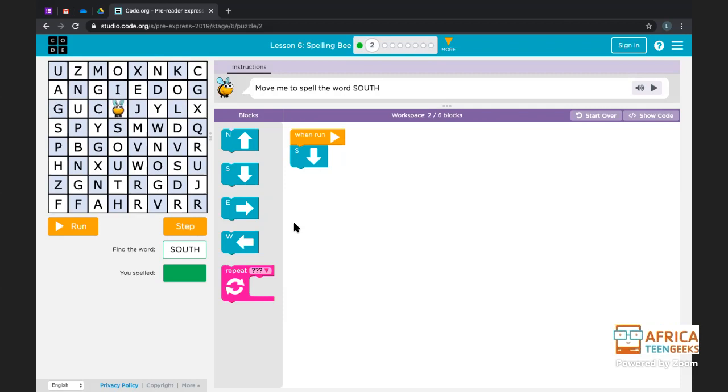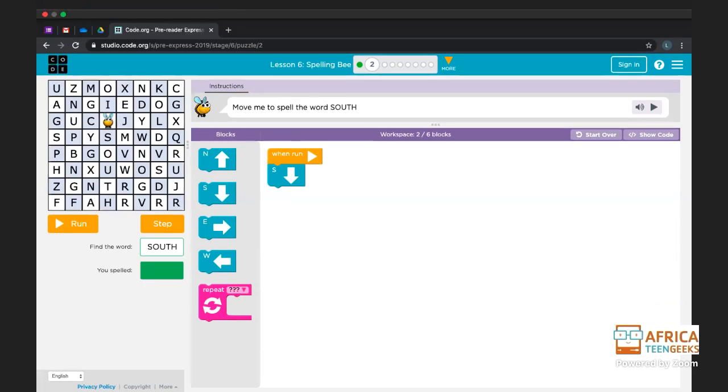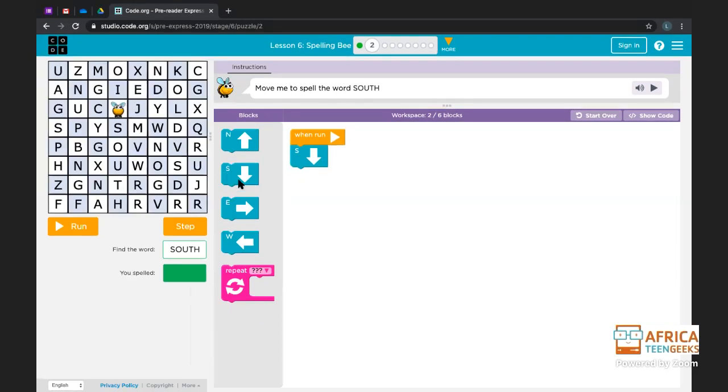You go straight. Do I go straight down? Do I go straight up? Do I go straight to the right or straight to the left? And what do you need to spell? South. Yeah, we can see where it says find the word south. You can go straight down or straight left or straight right. Remember, you need to be very specific when you tell me what to do. Down. All right, let's go straight down.